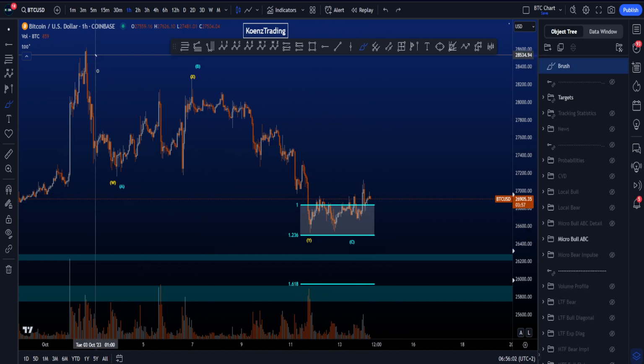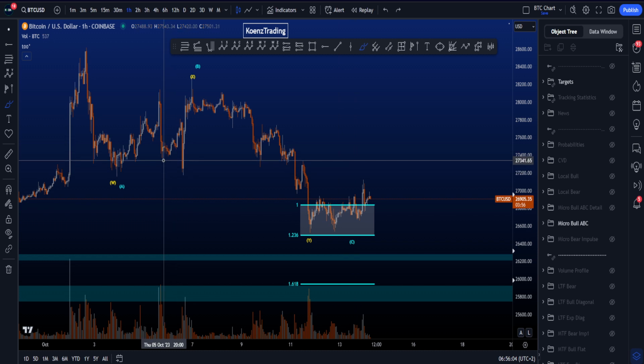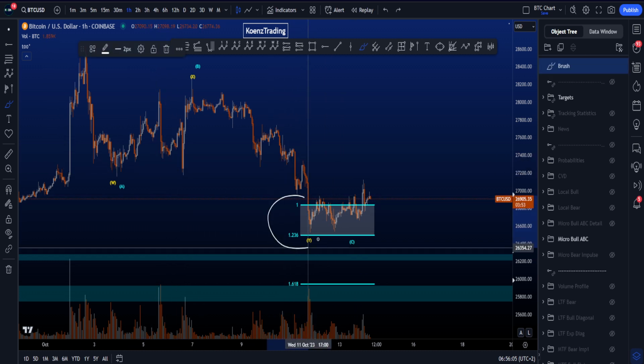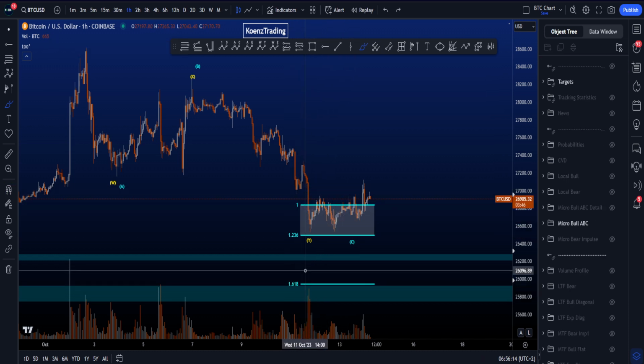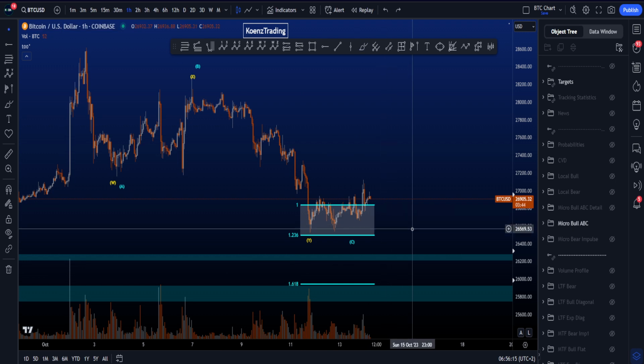So in an ABC, looking for a 5-3-5 here, we're then looking for price to hit this area. Most common target area for a wave C, well, has been hit. Price ranging over here. The 1.618 is a less common target, but a target nonetheless for a wave C.